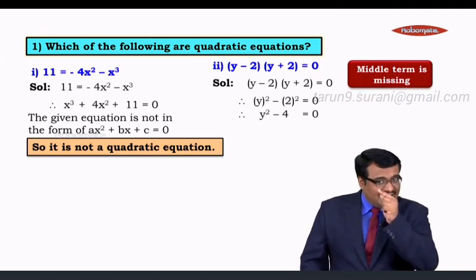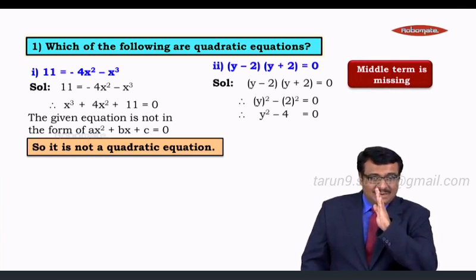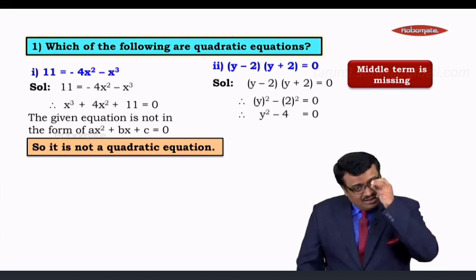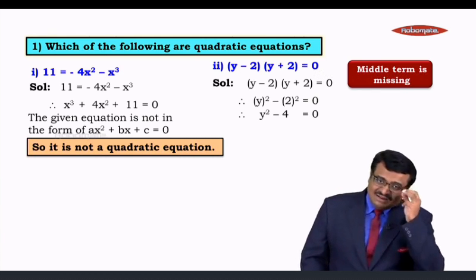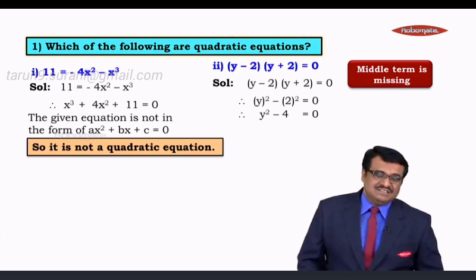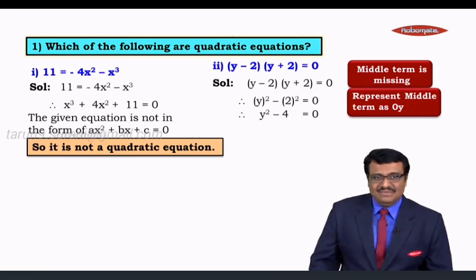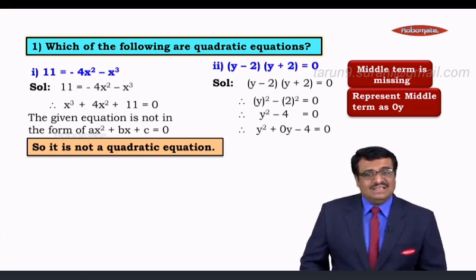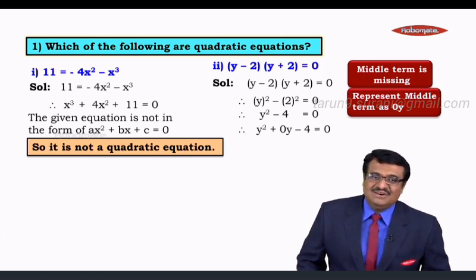Now square is there, which means it is a quadratic equation. But there should be 3 terms on the left side: the square term, the y term and the constant term, and is equal to 0 on the right side. So the middle term, the y term, is missing. So let us introduce that y term. Represent it as 0y. So what you get is y square plus 0y minus 4 is equal to 0.